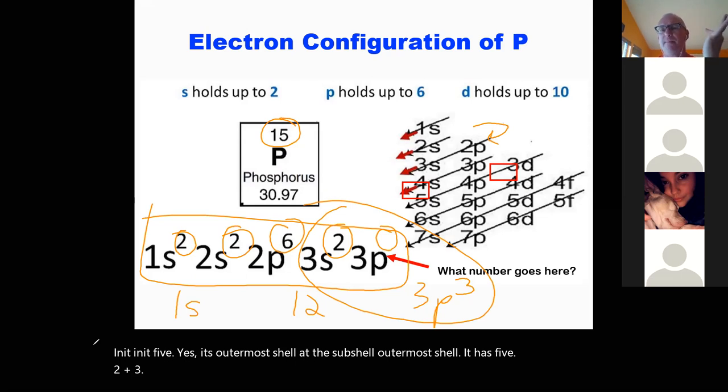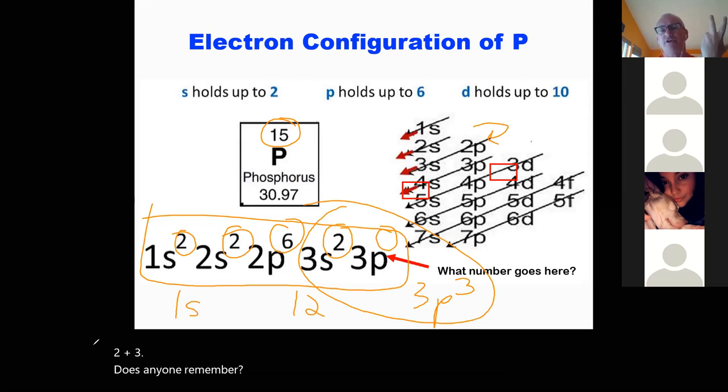2 plus 3. Does anyone remember what charge phosphorus takes on when it's an ion? When it's a phosphide ion. Do you remember what the charge is?